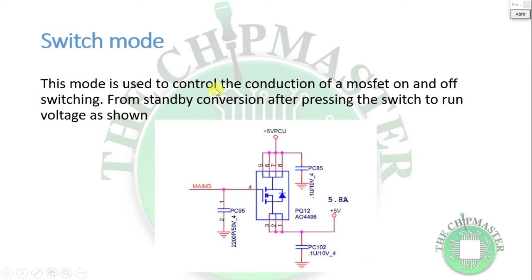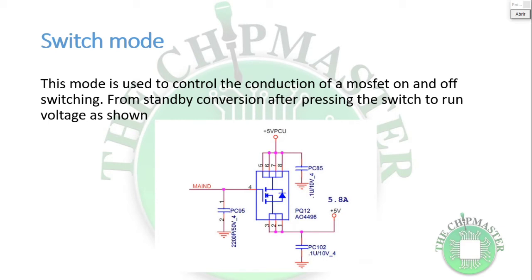Alright, so this mode is used to control the conduction of a MOSFET on and off, switching from standby conversion after pressing the switch to run voltage as shown. As you know, in the SLPS3 state, when you press the switch and SLPS3 is released from the CPU or the PCH, it comes to the gate to turn on another MOSFET as a conversion gate to output its designated voltage. As you can see, this is acting as a switch. So this is the switch mode power supply, where we're taking a voltage from here to another source without losing the power or the current. The current will be the same, the voltage will be the same. There's no voltage drop and no current loss. So this is known as a switch mode power supply.